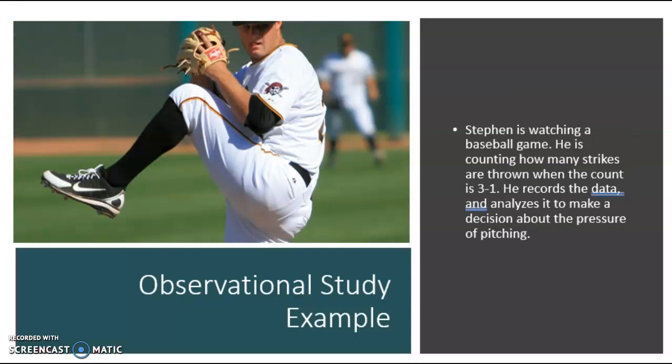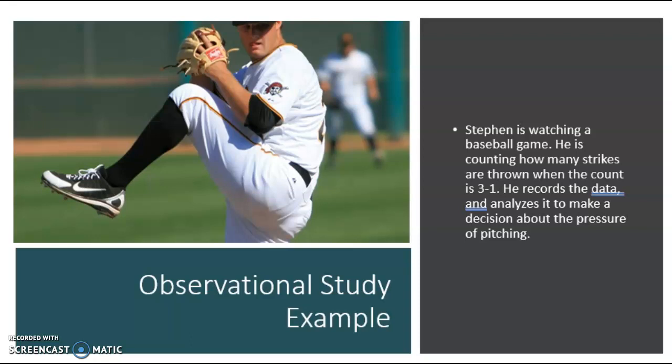All right, good example, observational study. So let's say you just go into a game and you're going to take into account how many strikes a pitcher throws after the count is 3-1. So they're looking for that next pitch. So you're just recording the data and you're analyzing it to make a decision about the pressure of pitching. So you're sort of using data that's already there. You're just taking it all in. That's observational. And again, there was no treatment imposed.